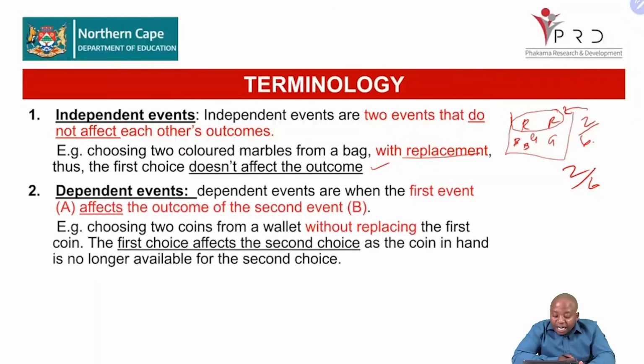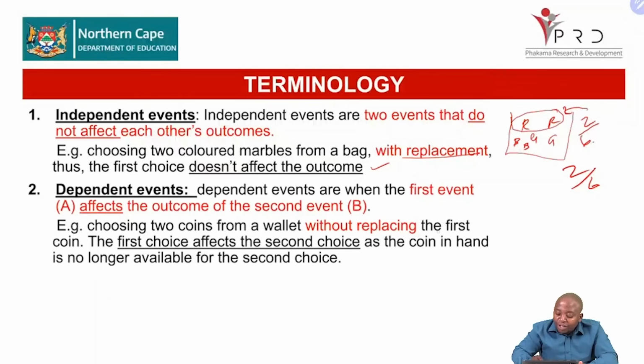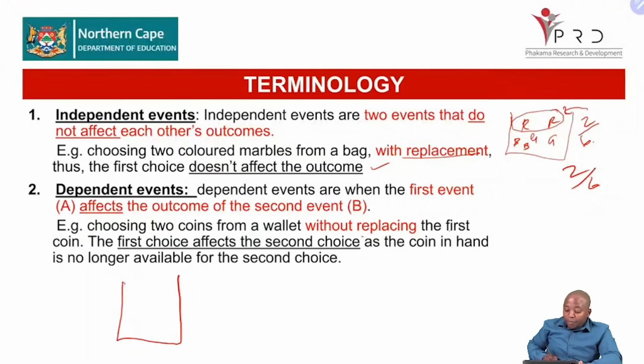Then dependent events are events where the first event A affects the outcome of the second event B. That is to say, when you choose 2 coins from a wallet without replacing the first coin, the first choice affects the second choice, and the coin in hand is no longer available for the second choice. Let's say, for example, I have 2 coins. Then I take out 1 coin on the first event.